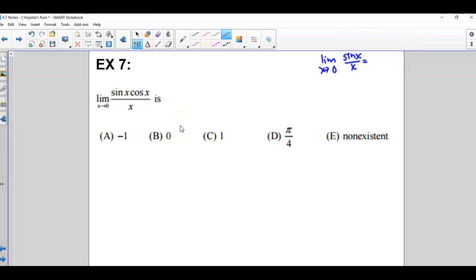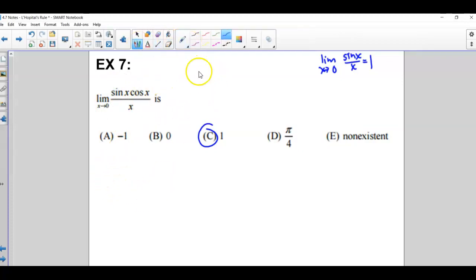I like L'Hopital's rule because it's a process rather than having specific things memorized. But this equals 1, so in the olden days we would say this part right here equals 1, and then cosine of 0 is 1, and so 1 times 1, and so C would be the answer. But that requires you to have this memorized and not to apply it incorrectly somewhere else. So we can use L'Hopital's rule on this problem.